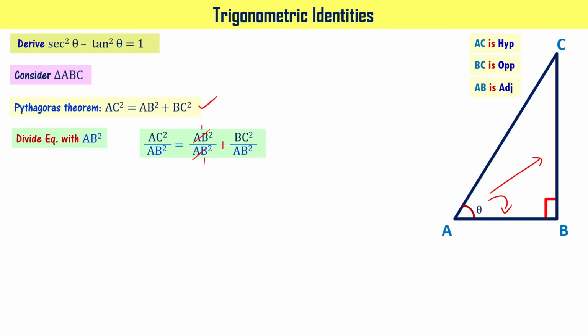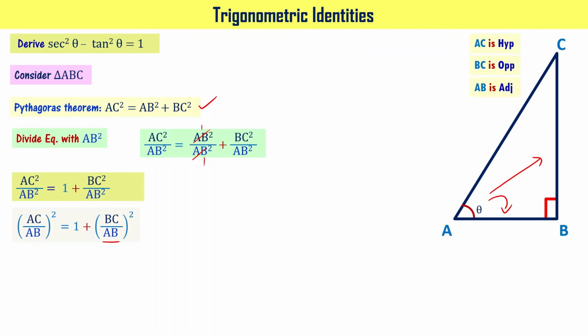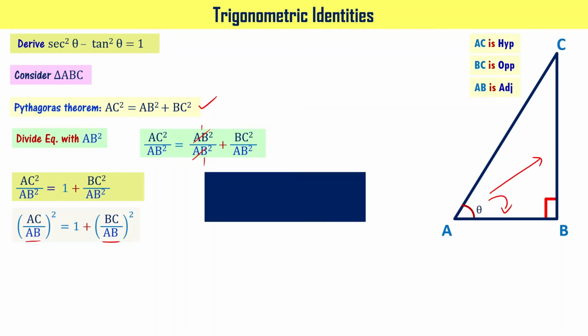So let me write the equation as AC square by AB square equal to 1 plus BC square by AB square, right? I can further rearrange this and write it as AC by AB whole square equal to 1 plus BC by AB whole square, right? Let's look at these ratios. From the trigonometric ratios, we know that tan theta equal to opposite side by adjacent side, that is equal to BC by AB. Here BC by AB is this, right? This is equal to tan theta.